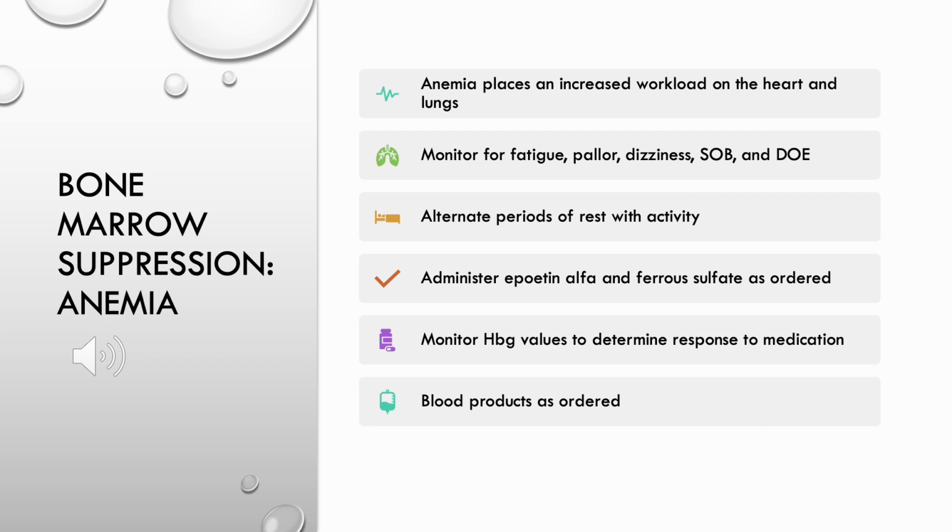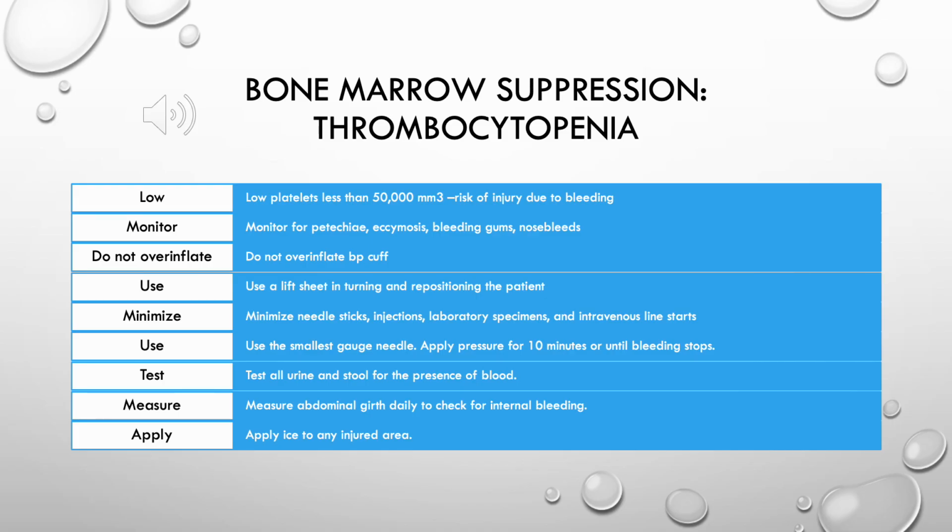You're going to administer epoetin, which is a drug that can increase the red blood cell mass, and ferrous sulfate, which is iron, as ordered. Monitor the hemoglobin values to determine response to the medication, and blood products as ordered. We'll talk about some of these things later in the semester, but the nursing interventions are really important. So thrombocytopenia is also a symptom of bone marrow suppression. Now, the normal value for platelet level is 150,000 to 350,000.